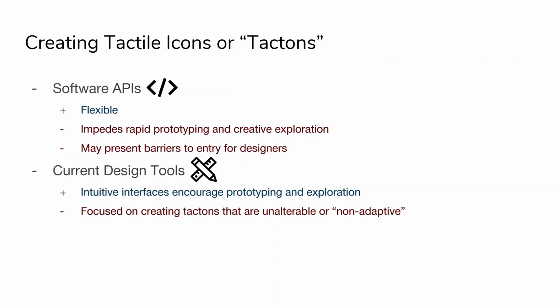In order to create haptic sensations, designers can program against software APIs, which are flexible but can impede creative exploration. Alternatively, graphical design tools present a more user-friendly environment and encourage experimentation, but at the cost of restricting design flexibility. In particular, design tools largely focus on creating predefined, unalterable sensations, or non-adaptive. These can be insufficient in interactive scenarios.